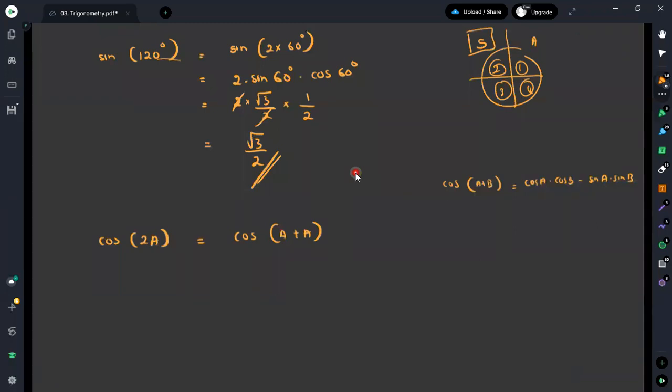Then using this concept, we can take cosine (A plus A) as the cosine value of the first angle, cosine A, into the cosine value of the second angle, again cosine A, since we have the same angles A and B. Then minus sine A times sine A. This leads to the answer cosine squared A, the square term because the similar term is multiplied 2 times, minus sine squared A. Therefore, this is one equation we can take for cosine 2A.